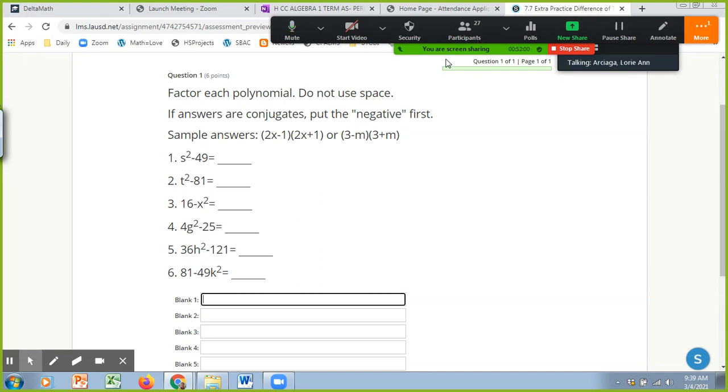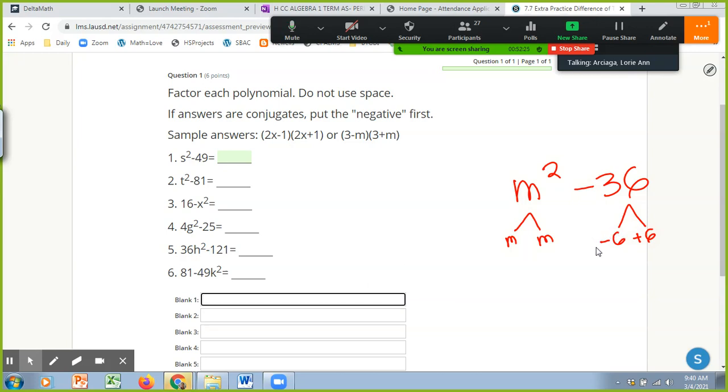Okay, I'm going to make one up. Suppose I have m squared minus 36. You're going to find the square root of each one. For example, m squared is m times m. And then 36 is 6 times 6, but this is negative. So 1 negative, 1 positive.